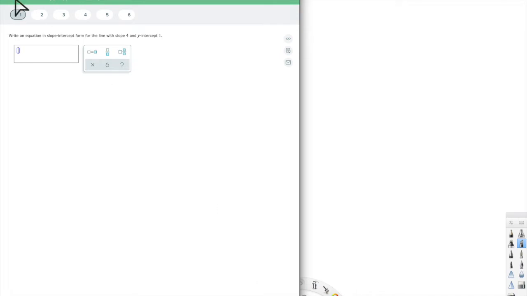So when you're ready to leave this assignment, whether or not you finished all of the questions, you don't want to just close it with the X or close down your computer. You want to click submit assignment. That's how you finish your assignment.